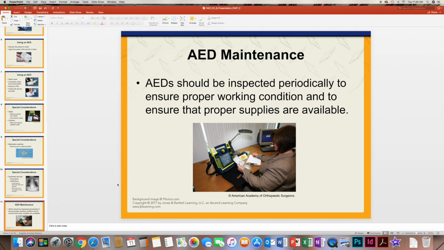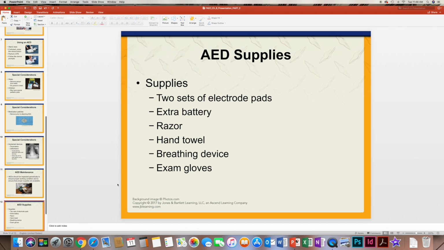AEDs need to be inspected periodically to ensure that they're working and that the proper supplies are available. An AED is useless if it's hanging up for years, never been maintained, and then you try to use it and it's not working. So it should have regular maintenance, just like a fire extinguisher has to be maintained as well.